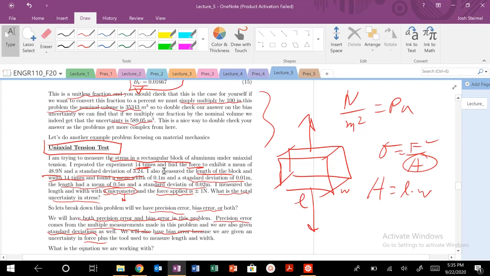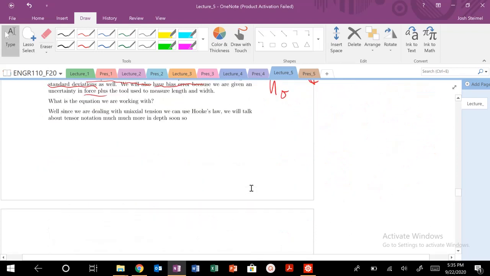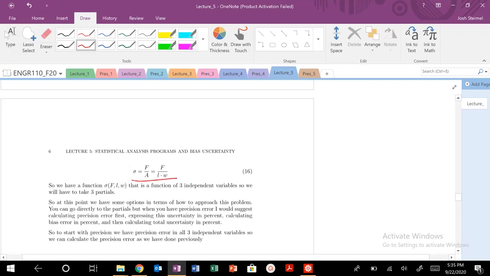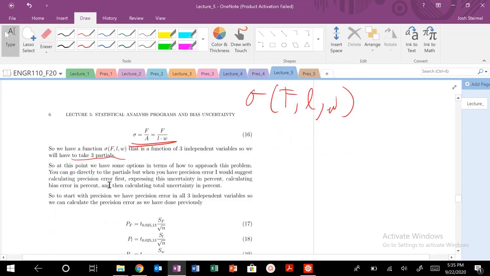So we are trying to find the total uncertainty U sub sigma of our stress equation. Stress is equal to this force per unit area. So let's define the equation that we're working with in this problem. I already broke down our tensor notation, et cetera, but our function is this. We have sigma as a function of my force, my length, my width. So I have 3 independent variables, so I'm going to have to take 3 partials. At this point, we have a couple options on how we want to approach the problem.